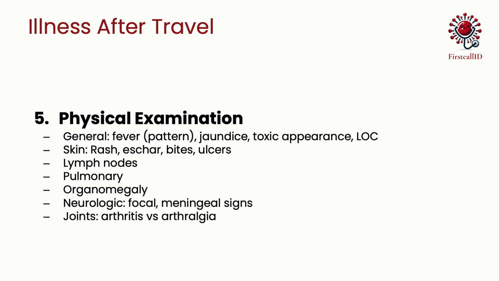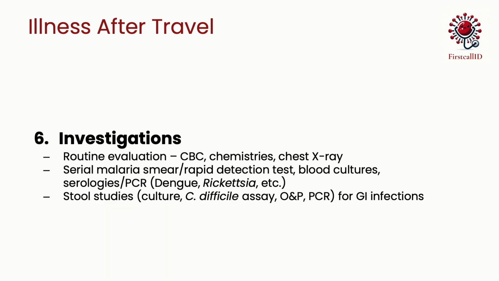Lymph node examination, pulmonary examination, again screening for pulmonary or respiratory illnesses, examining for hepatosplenomegaly on our abdominal examination. Our neurologic examination, in addition to LOC, we'll examine for any focal neurologic deficits, especially if there are neurologic complaints, and any meningeal signs. We'll evaluate for any evidence of arthritis versus arthralgia, so actual visibly inflamed joints versus just painful or tender joints.